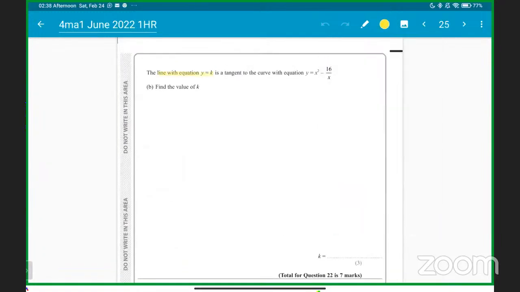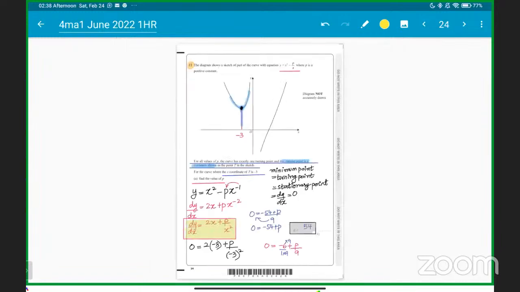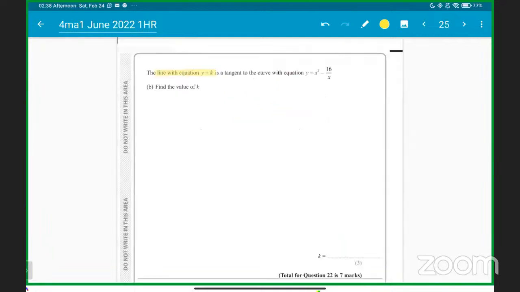Okay. The line with the equation y equals k. Here we go. This is the line with equation y equals k. Are you guys with me? The line with equation y equals k is a tangent to the curve y equals x squared minus 16x. We have to find the value of k for 3 marks.